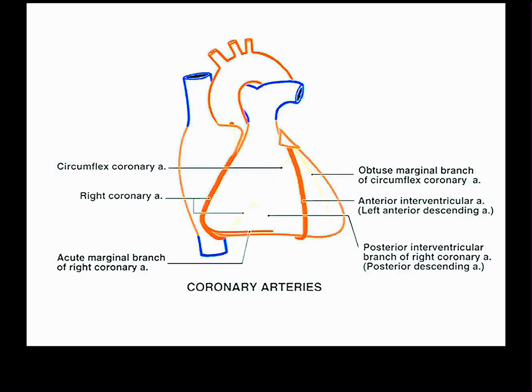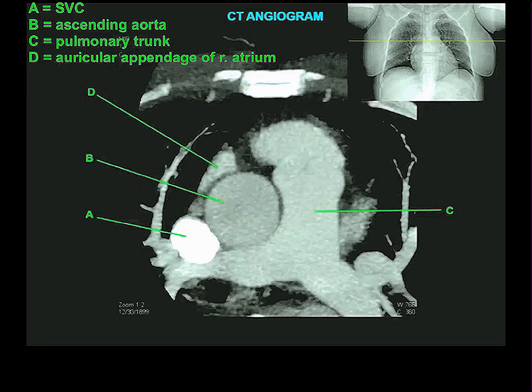You know the right coronary artery comes off the anterior aortic sinus, travels in the right atrioventricular groove, gives off a branch called the acute marginal to the right ventricle, and then wraps around to the back of the heart, the right coronary artery does, and then gives rise to the posterior descending or posterior interventricular. So that's review. Coronary angiography can show you all of those things beautifully.